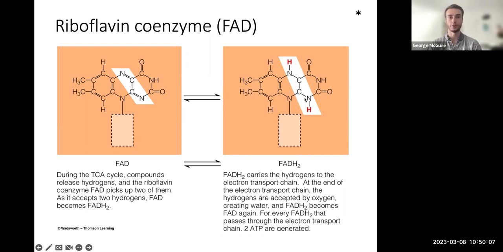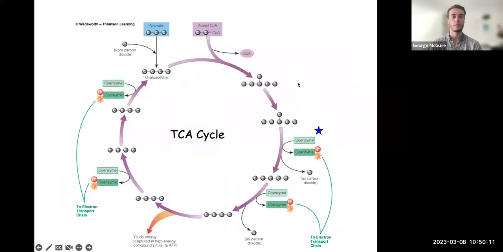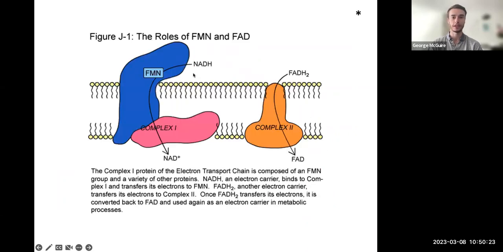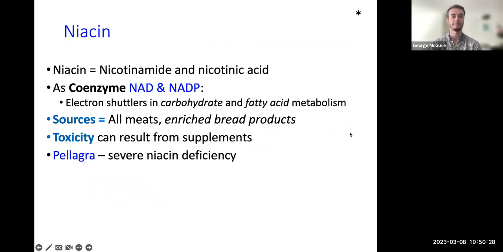So we see two new hydrogens showing up, and those are those nuclei and the free electrons. And so here it is, basically accepting both of those things as we break these carbons off one by one throughout the TCA cycle. And then we'll donate those electrons to our electron transport chain. That's basically all that's being shown here.